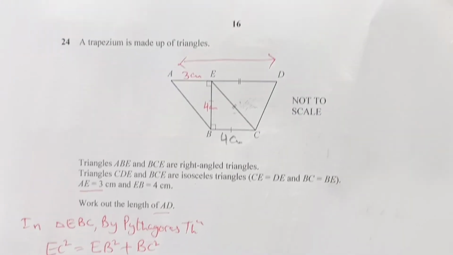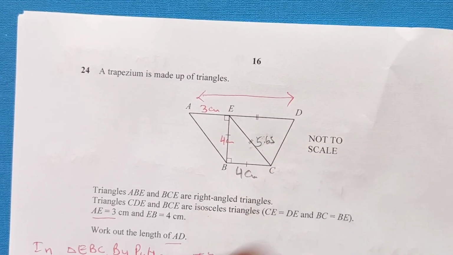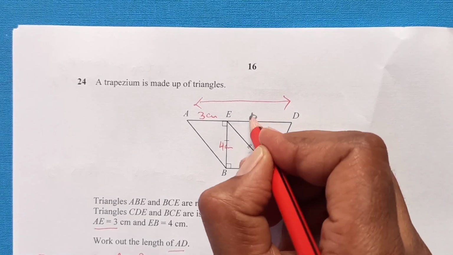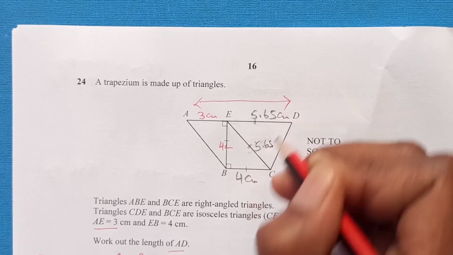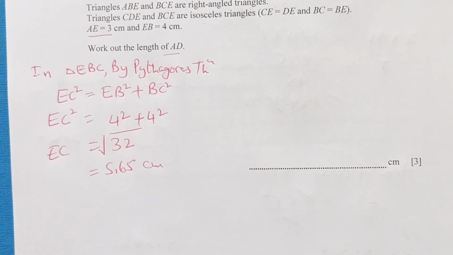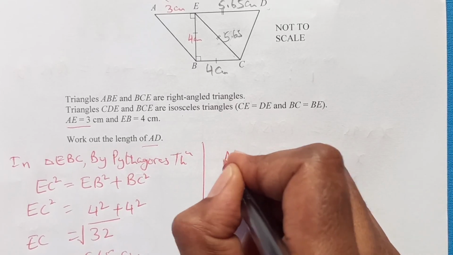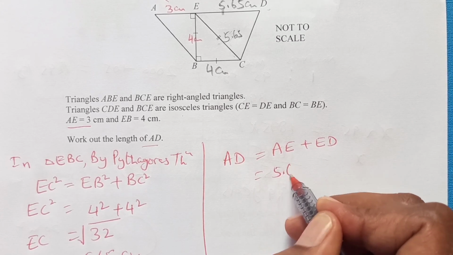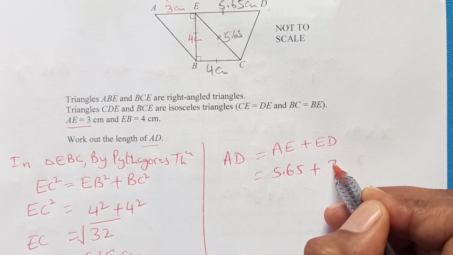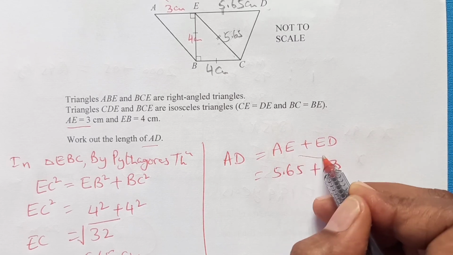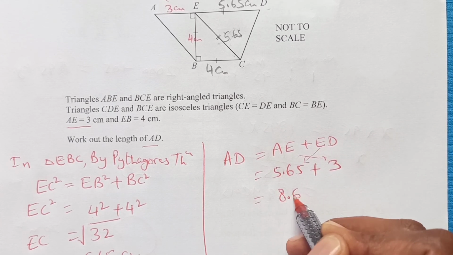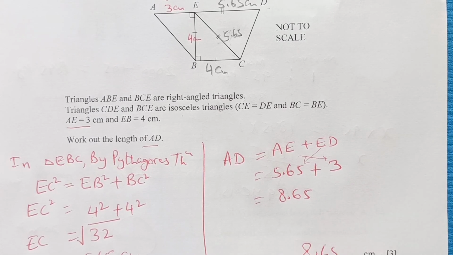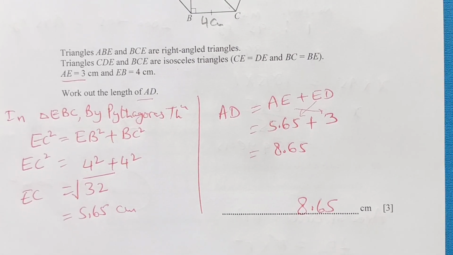So we got this side as 5.65. Now, these two sides are equal. So if this is 5.65, this is also 5.65 centimeters. So to get AD, we will just add it. AD is equal to AE plus ED. So that means 5.65 plus 3, so 8.65 is the final answer. 8.65 centimeters. So that's it for this question.